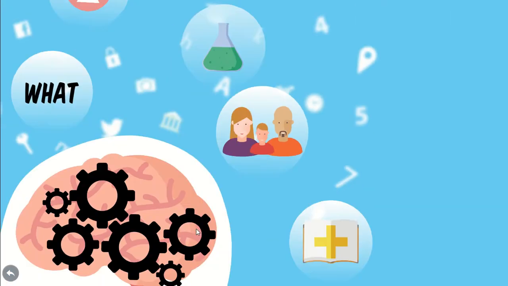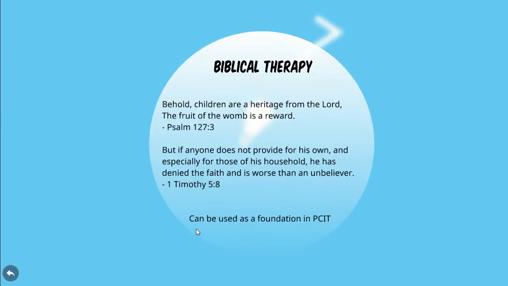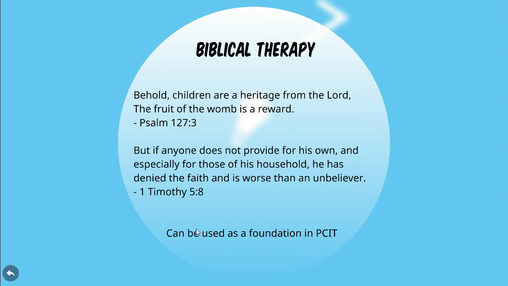But now, let's just kind of turn our attention over to a form of biblical therapy. So what we find in Psalm 127:3 is that it says, "Behold, children are a heritage from the Lord. The fruit of the womb is a reward." And in 1 Timothy 5:8 we are told, "But if anyone does not provide for his own, and especially for those of his household, he has denied the faith and is worse than an unbeliever."